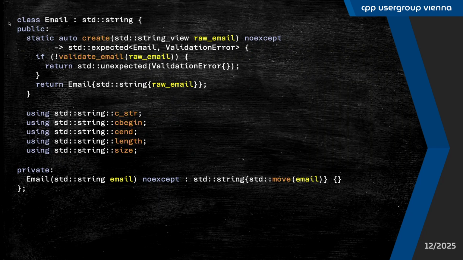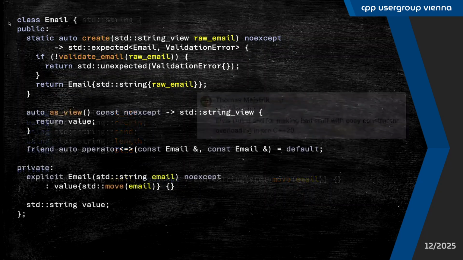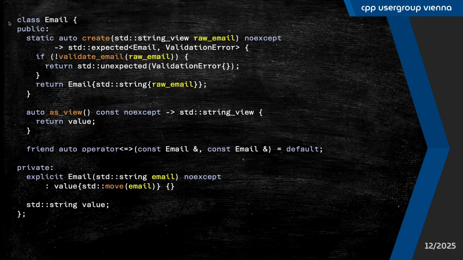I was thinking that this is a nice pattern, but Thomas told me that private inheritance is good only if you want to make bad stuff with copy constructor overloading in C++20. I didn't even know about that. So if you are in C++20 user land, I think it's fine. Otherwise, you can just use normal composition. So the value here is just some private member. The function is the same, and maybe you can have some accessor function.